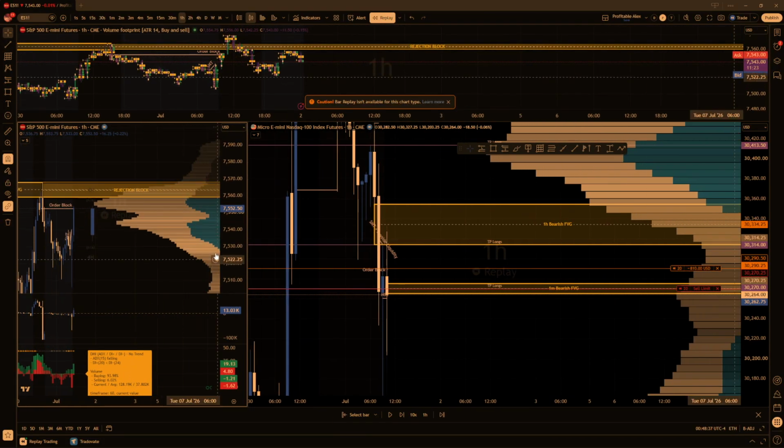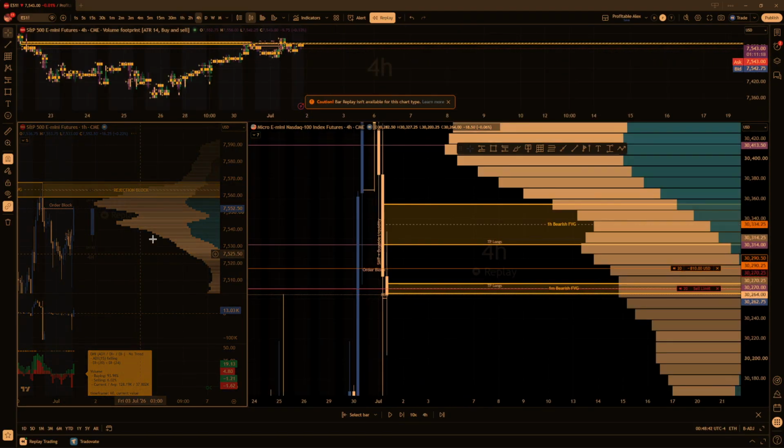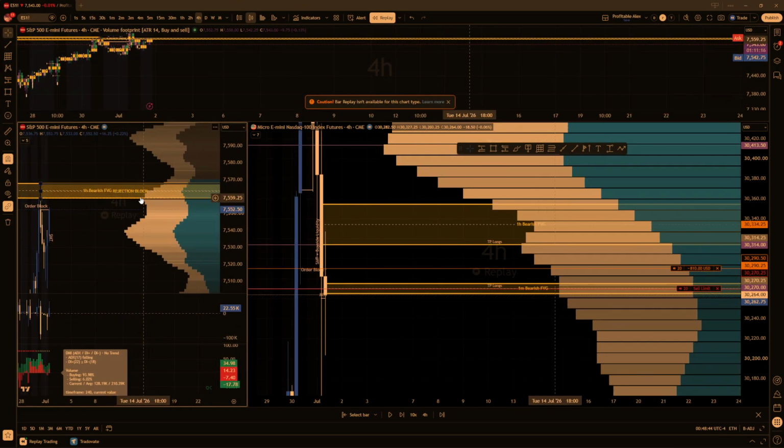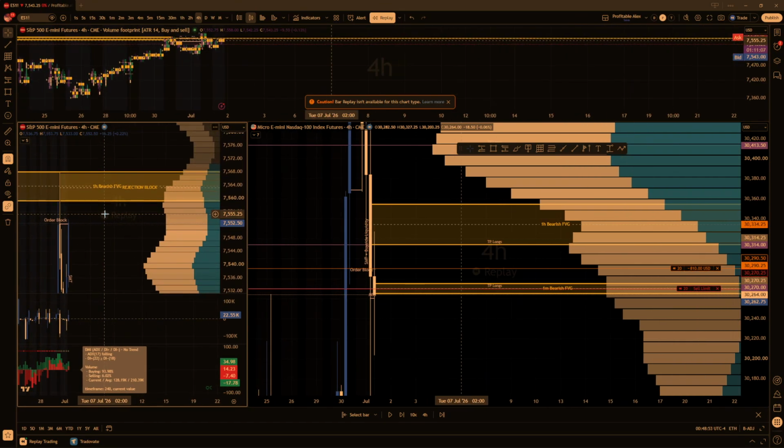Let's verify if it's a rejection block. What is this on the hourly? It's a high volume node. What about the 4 hour? It's kind of a high volume node. Like, this is a reason price would not be able to push all the way to the low volume node. So that could be a reason for rejection. So we have a rejection block on the top. ES has a reason to be prevented from going up.